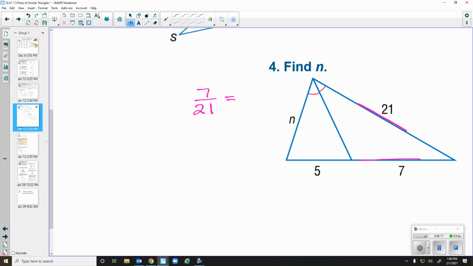I like that option because you maybe can simplify with those numbers. If I have 7 over 21, what does the other one have to be? Correct. But 7 over 21 is really 1/3. So what's our n value? 15. Wonderful.